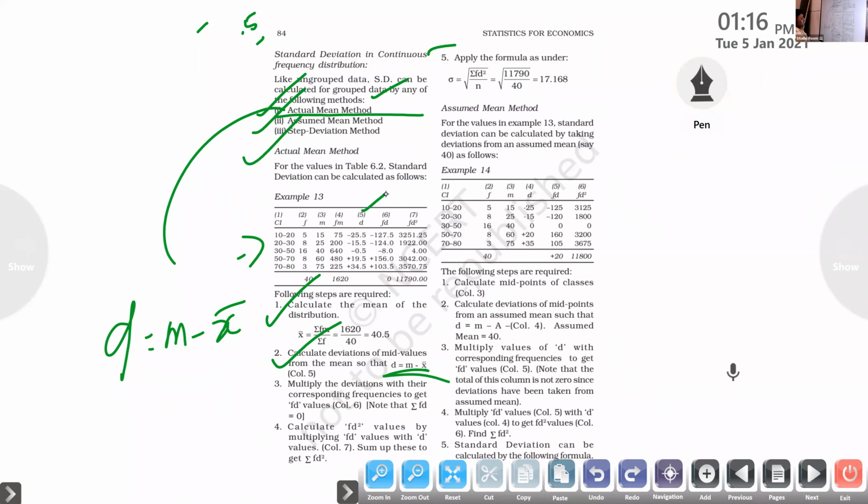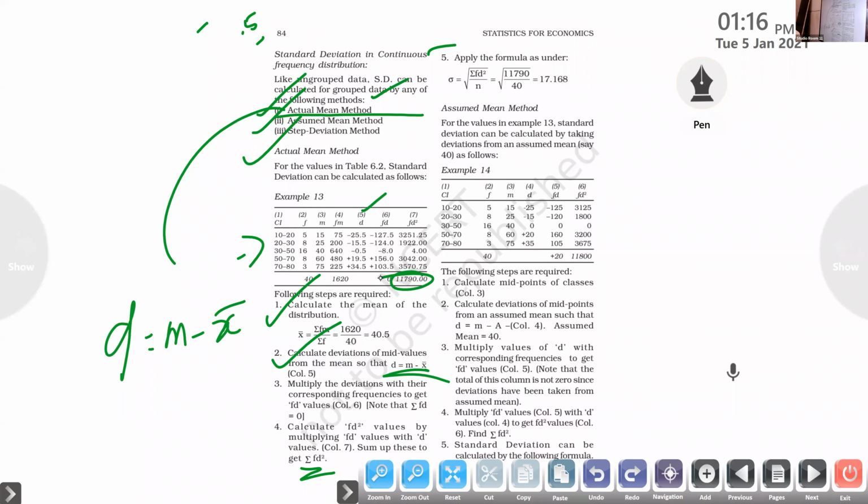Next, multiply the deviation with the corresponding frequencies to get the FD values. Sigma FD is always equal to 0. Next, calculate FD square values by multiplying the FD values with D. That is column 7, and the sum of this gives sigma FD square. We got sigma FD square.